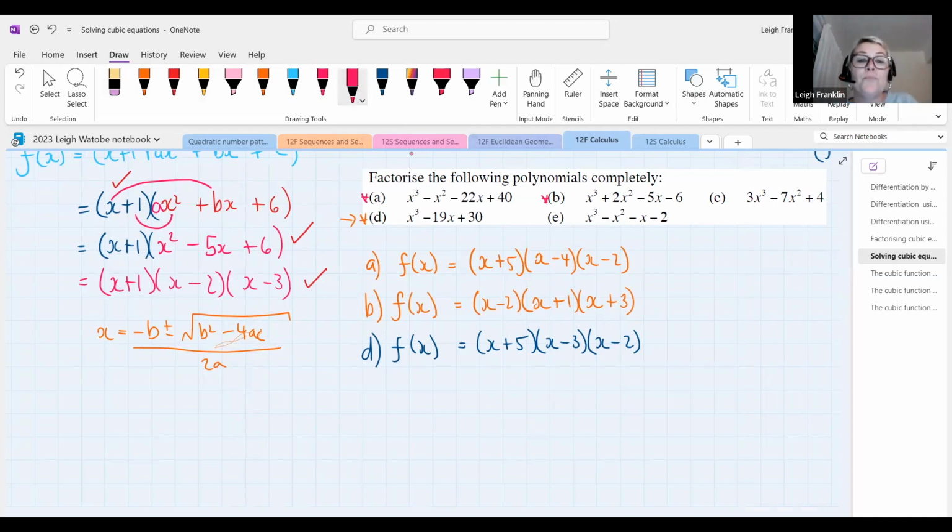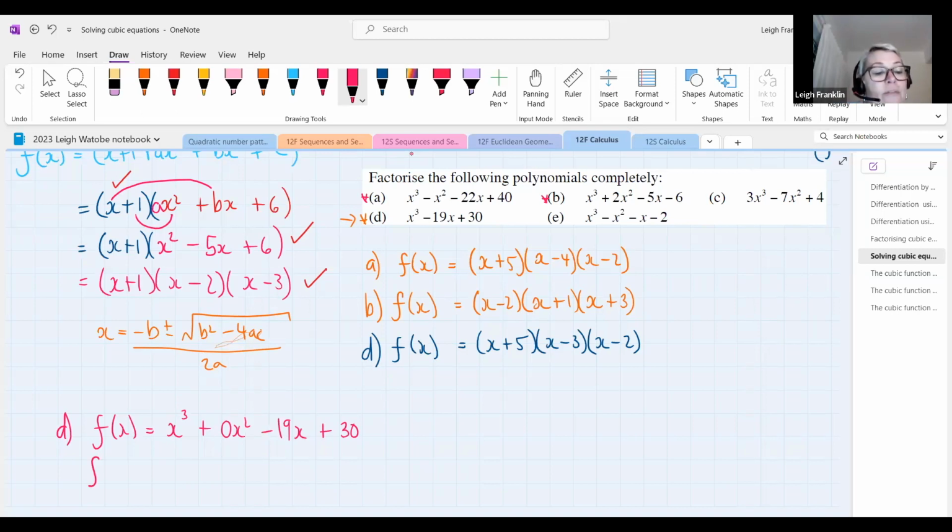There's actually something in question D that I want to point out to you. Can you see in question D, there's no x squared term? So what you would do here is make the coefficient of the x squared term 0. So as far as question D is concerned, we would write f of x equals x cubed plus 0x squared minus 19x plus 30. Again, we're going to try and find one of our linear factors. When we sub in 2, we'll get 0. When we sub in 3, we'll get 0. If we sub in -5, we should get 0.